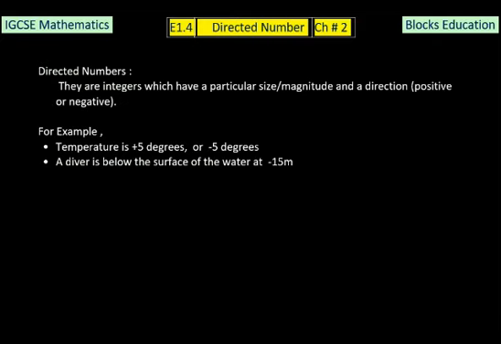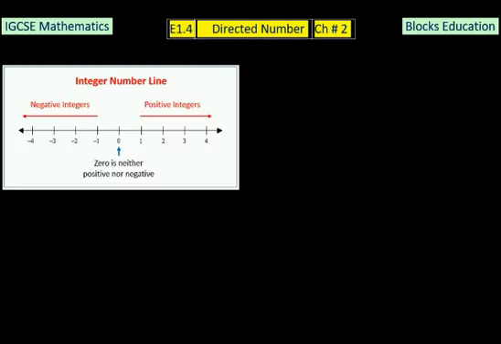What are directed numbers? As you can see, they are integers which have a particular size or magnitude and a direction, and the direction could be positive or negative. For example, temperature is plus 5 degrees or minus 5 degrees. So these are directed numbers, plus 5 or minus 5, and they are integers as well. Another example, a diver is below the surface of water at minus 15 meters. So minus 15, 15 is an integer, minus is a negative, so it is a directed number as well. So as a whole you can say directed numbers are integers and they could have either of the signs, plus or minus.